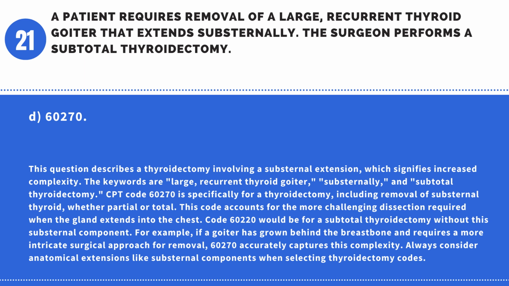Code 60220 would be for a subtotal thyroidectomy without this substernal component. For example, if a goiter has grown behind the breastbone and requires a more intricate surgical approach for removal, 60270 accurately captures this complexity. Always consider anatomical extensions like substernal components when selecting thyroidectomy codes.